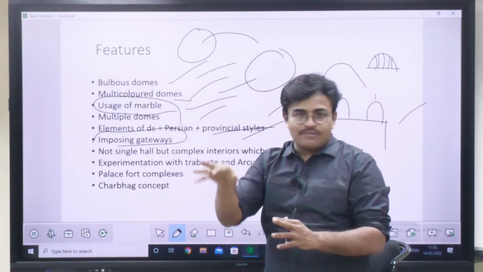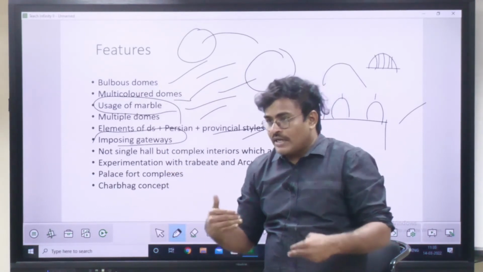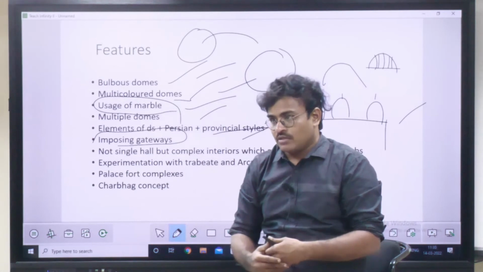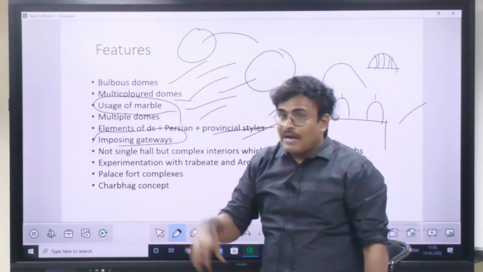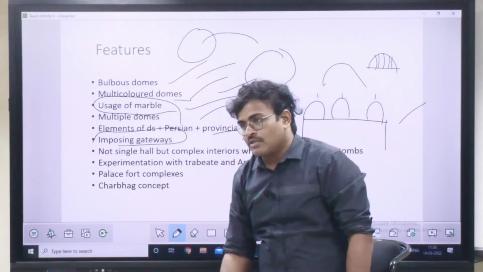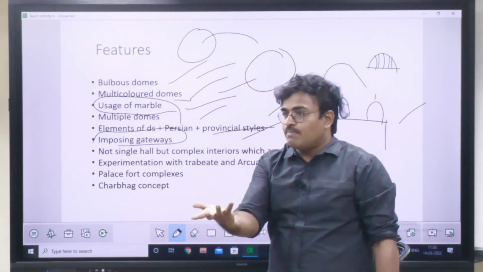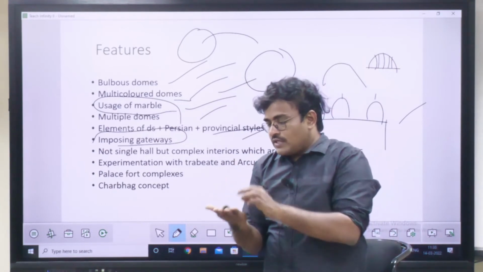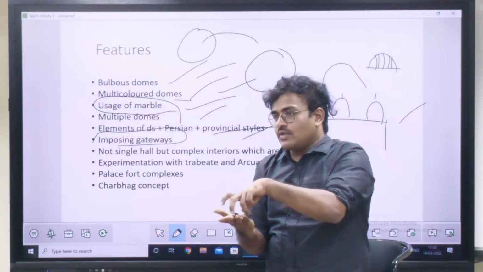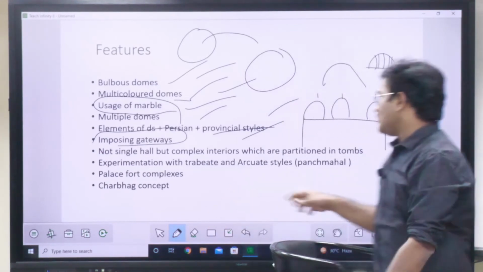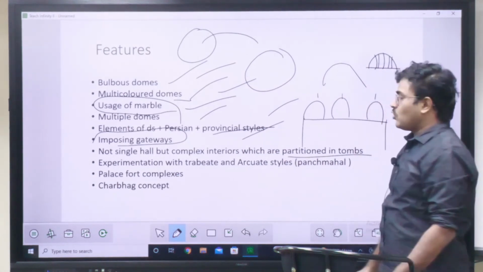If you enter the Taj Mahal, it does not have the cenotaph at one place that you can directly see after entering. What will happen is there will be multiple chambers and you have to pass through the chambers and then see the cenotaph. Are you getting what I'm trying to say? Cenotaph means the place where Mumtaz Mahal is buried. If you want to see that, it is surrounded by many halls. Are you getting this? That is what is known as interior halled structure, not a single hall, but complex interiors which are partitioned in the tombs.